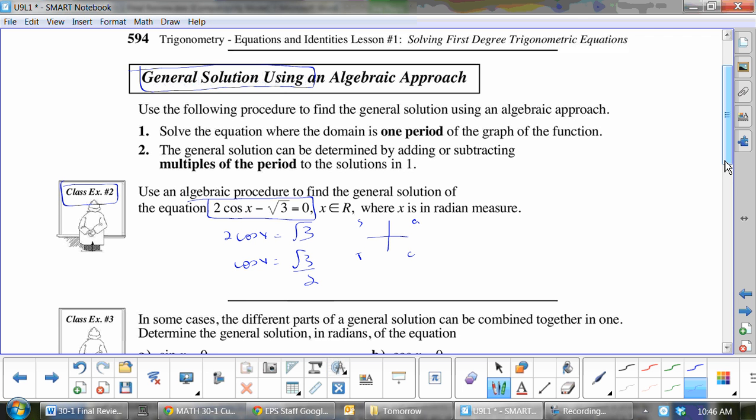Now, where is cos x root 3 over 2? One of them was pi over 6. Where's the other one? 11 pi over 6. Now, right from this, you are done.